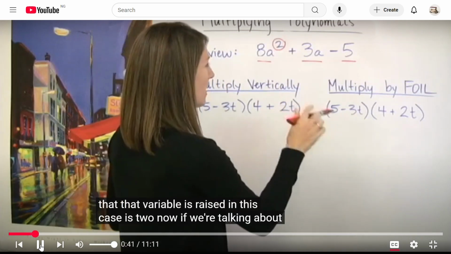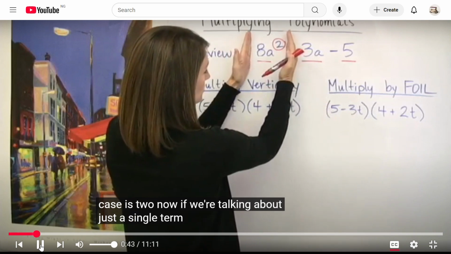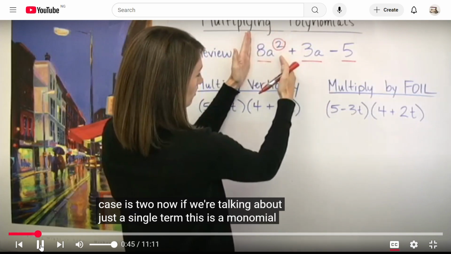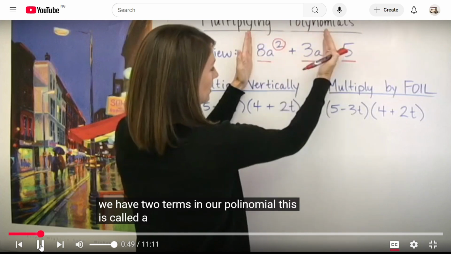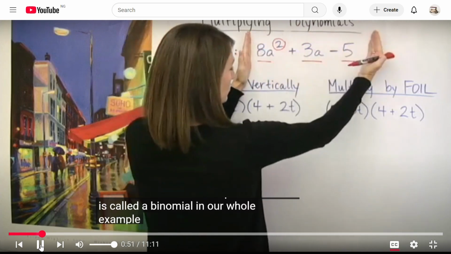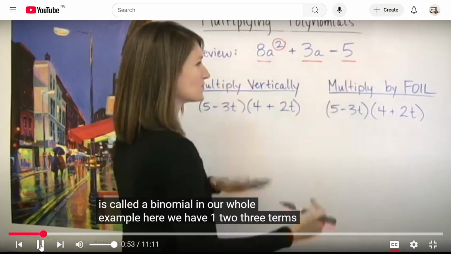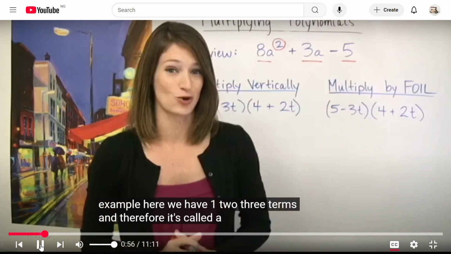Now if we're talking about just a single term, this is a monomial. If we have 2 terms in our polynomial, this is called a binomial. In our whole example here, we have 1, 2, 3 terms, and therefore it's called a trinomial.